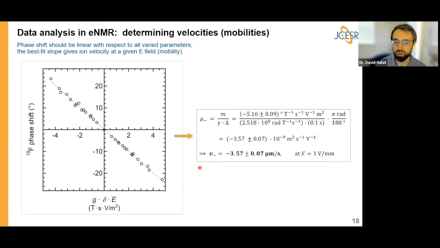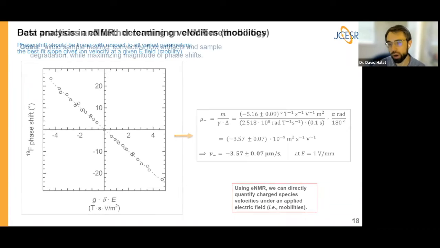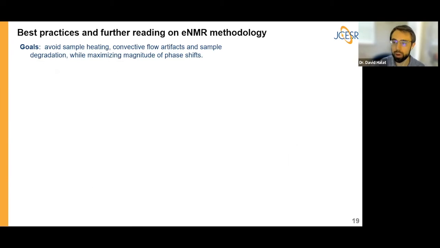So as I mentioned before, I'm going to choose to write the mobility values here as velocities at a fixed electric field of 1 volt per millimeter. So the upshot is that we can say that the anion in this system migrates with an average species velocity of minus 3.57 microns per second at an applied field of 1 volt per millimeter. And so what we can then do is take all these velocity values and use them to directly calculate transference numbers.